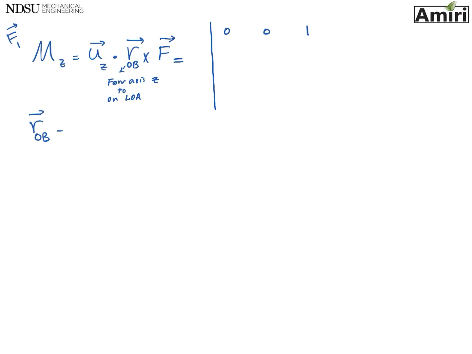ROB is the coordinates of point B minus point O, which is 0, 0, so it's 9.54i, 0j, minus 1.06k, all in inches. So I'm going to write those in here: 9.54, 0, minus 1.06.